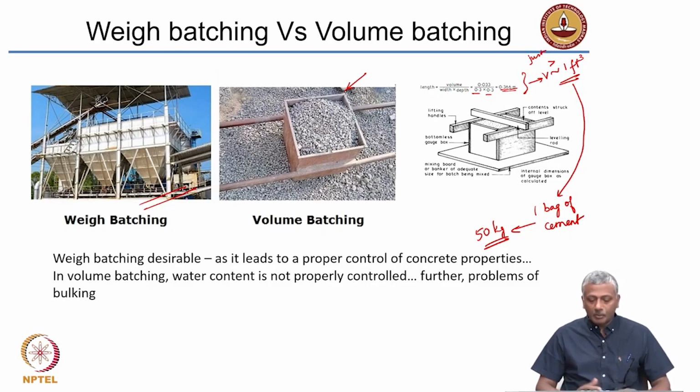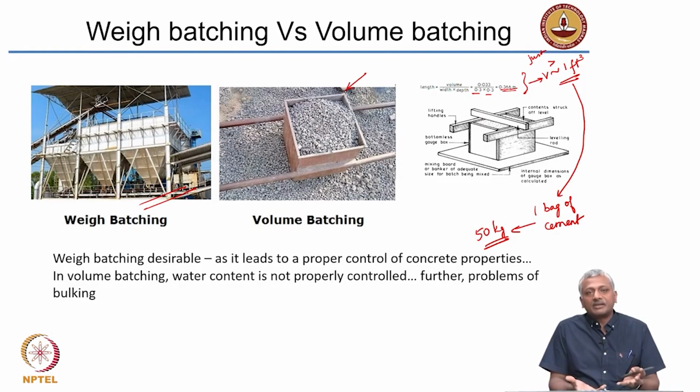Okay. I already talked about the fact that when you have volume batching, you can't control concrete properties well enough because there is no clear measure of the amount of water that you add. And secondly, you will have problems of bulking when sand is stored out in the open. When moisture affects the sand, it will increase the volume of the sand without really having that much sand. You will think that you have enough sand, but in reality there will be a lot of moisture present inside.